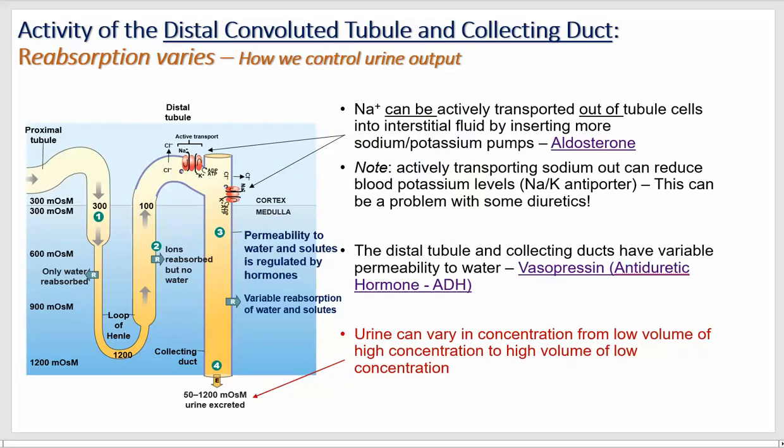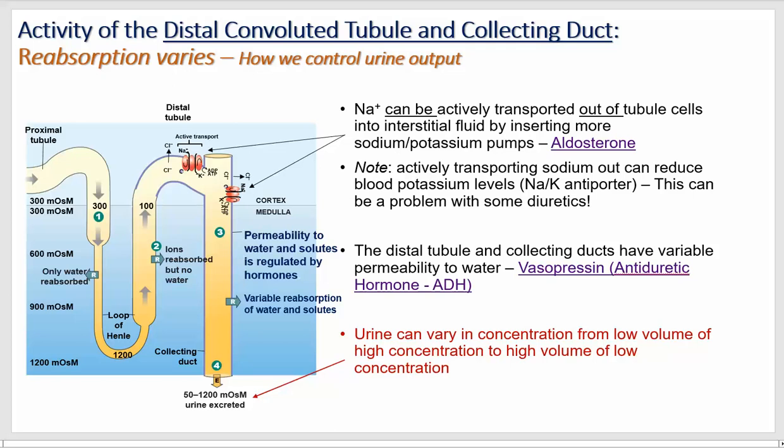Okay, so let's talk about what happens in the distal convoluted tubule. So the activity there, the distal convoluted tubule and the collecting duct, they kind of merge a little bit. So some books I've noticed will say that things happen in the collecting duct, and other books will say it happens in the distal tubule. So it kind of can happen in both.